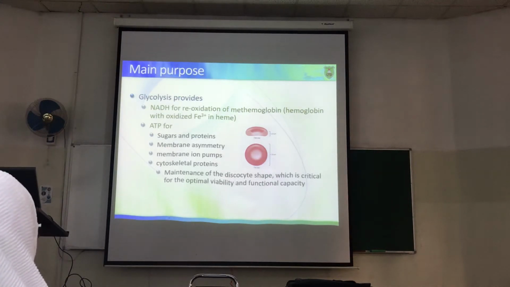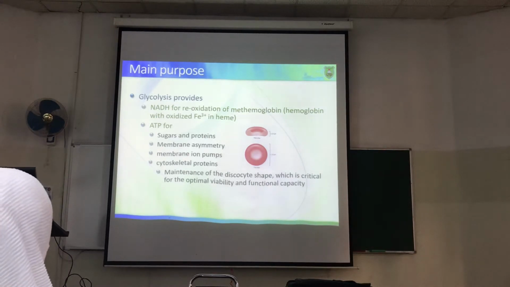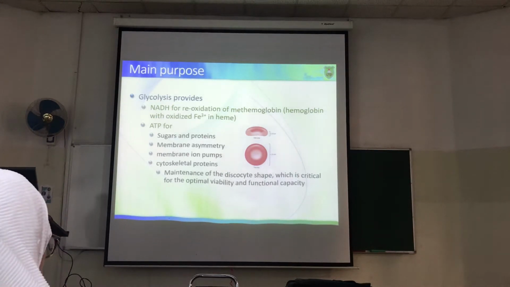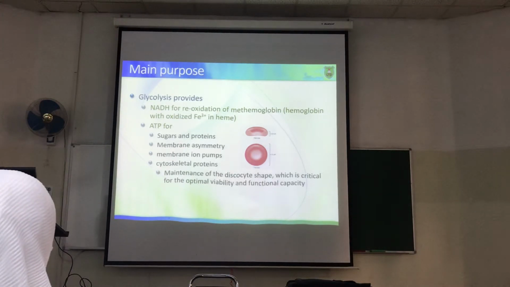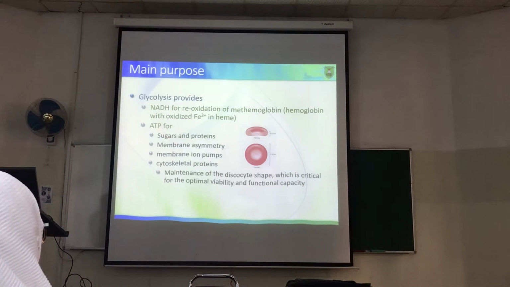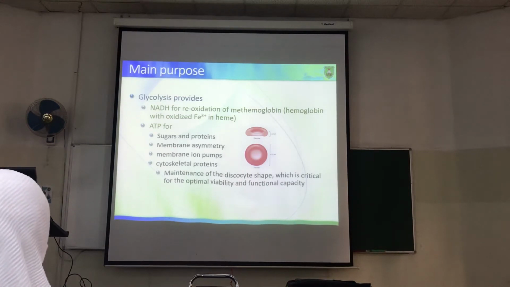So it has to be converted back, has to go back to the normal hemoglobin molecule, and this requires NADH. And glycolysis is the source of NADH. Now, ATP is important as well for phosphorylating proteins and sugars. So many of the cytoskeletal proteins need to be phosphorylated.